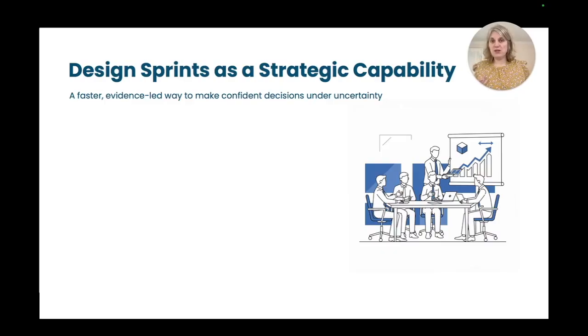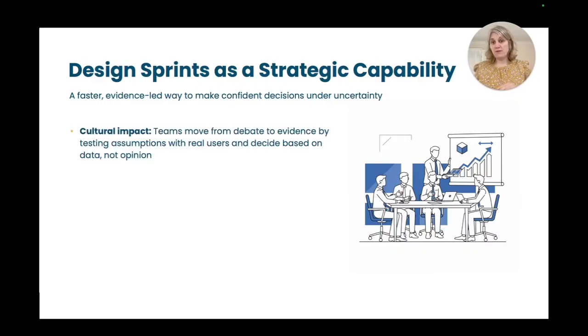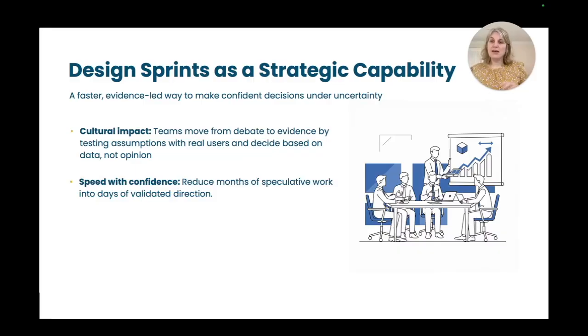And when you have this period of uncertainty, but you bring design sprint to the table to deal with it, first of all, you are bringing cultural impact because your teams are moving from debating constantly and making a lot of assumptions to testing those assumptions and making decisions with real data from real users. You are also moving at speed with confidence. You reduce months of endless meetings and conversations into a 4-day process that will lead to validated action.